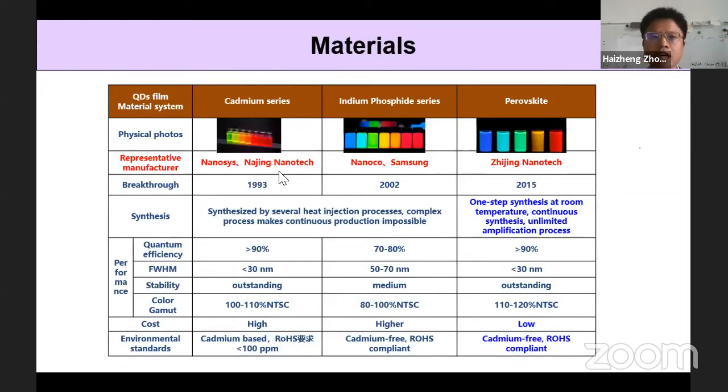So for display, there are now 3 choices. Cadmium selenide, which is a very popular material and has been explored for more than 30 years. Indium phosphide, which has been explored since 2002, and perovskites, which are very new materials. Compared with cadmium selenide and indium phosphide, perovskites show easy processing ability.